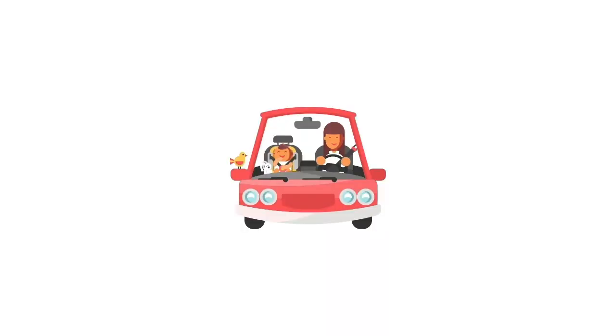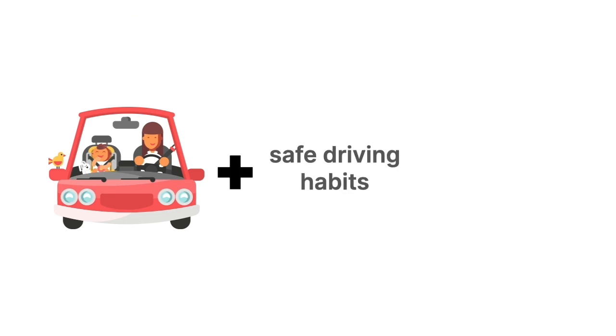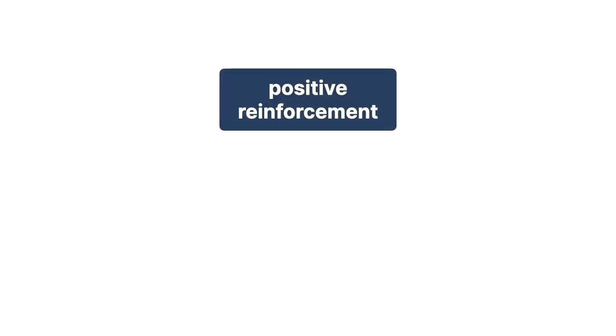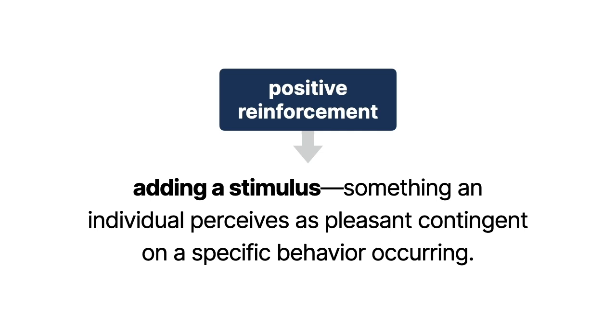Here's a practical example. Let's say our target behavior is safe driving. You might say, well, there's no positive reinforcement associated with safe driving. But think of it this way. If you go a year engaging in safe driving, not getting tickets, and not being at fault for accidents, you can save some money on your car insurance the following year. If saving money maintains and increases your behavior of safe driving moving forward, then saving money is a form of positive reinforcement. Again, with positive reinforcement, we are adding something contingent on a specific behavior occurring that maintains or increases future rates of this specific behavior.